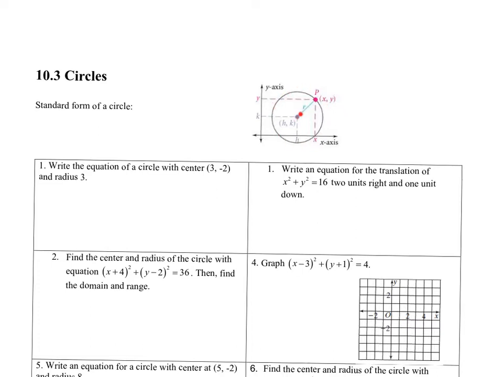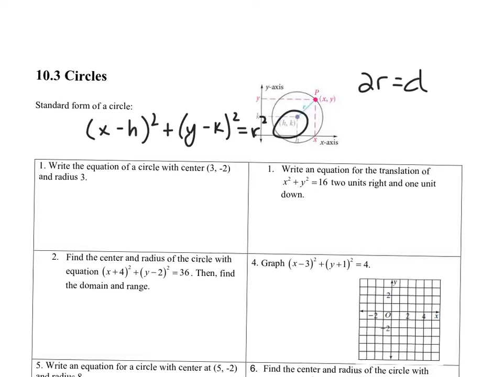The radius is the distance between the center of the circle and any point on the circle. So the radius is going to be the same all around. And the diameter is going to be twice the radius, so two times the radius equals the diameter. The standard form of a circle is (x - h)^2 + (y - k)^2 = r^2, where h and k are the center of your circle.